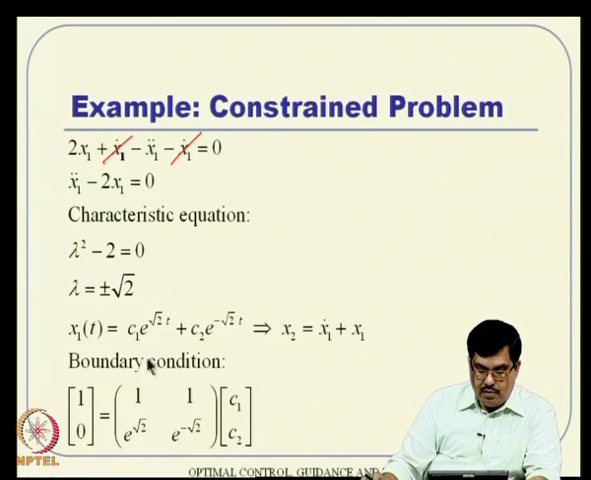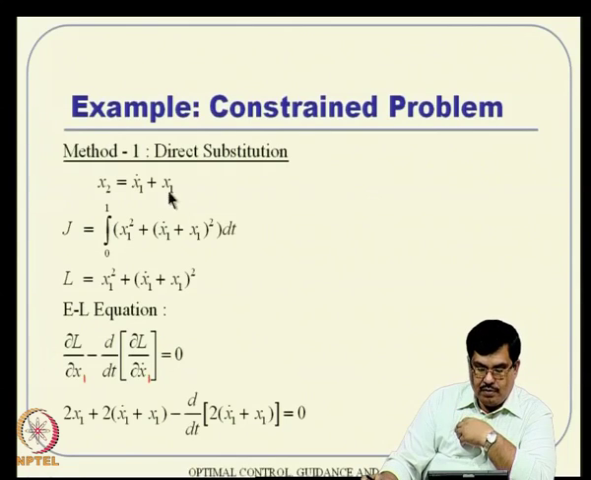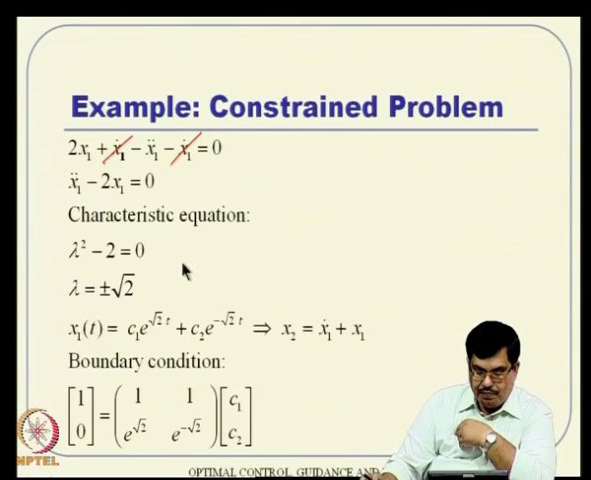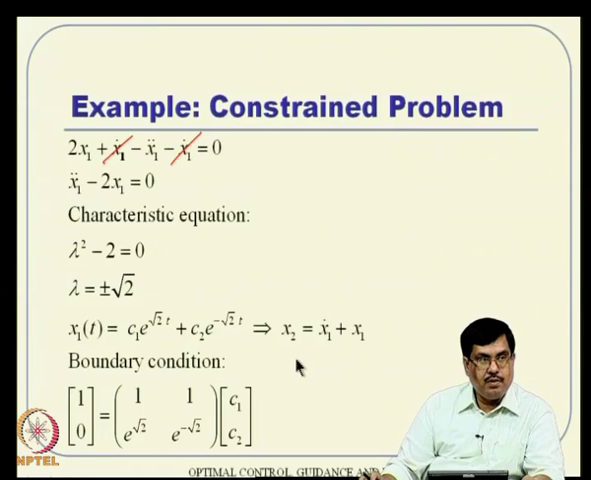So, x1(t) is nothing but c1 times this plus c2 times the other one. And x2, obviously we know, because we already eliminated it, this is what it is. The moment we know x1, we can always construct x2 from this algebra, x1 dot plus x1, because x1 is purely a function of time now. So, I can construct x2 very easily. Now, what is the boundary condition?